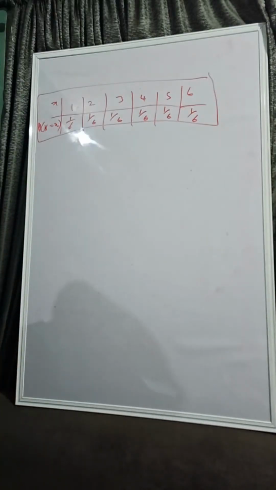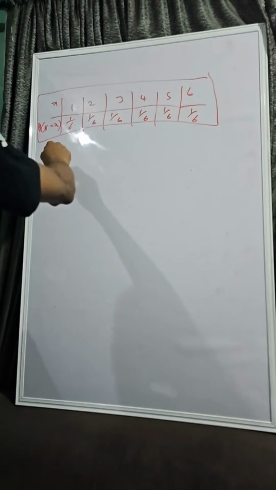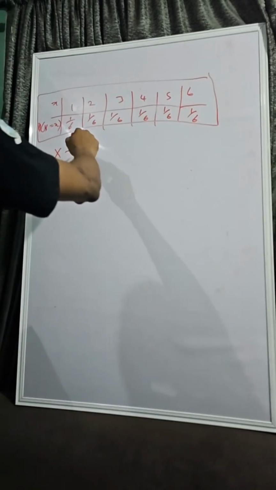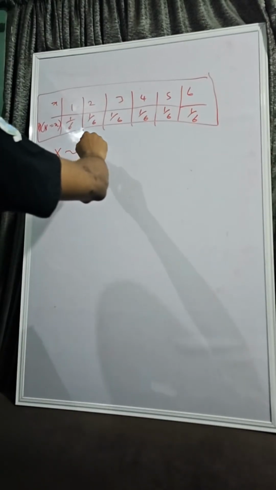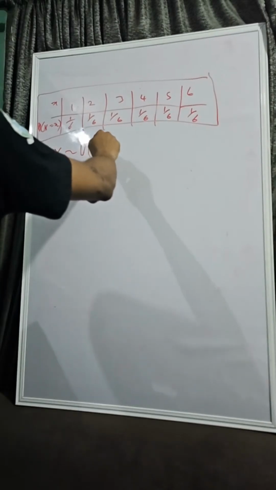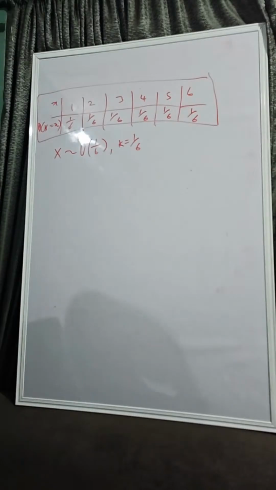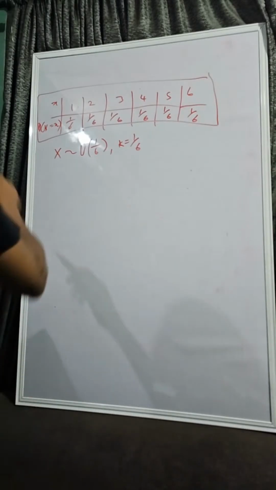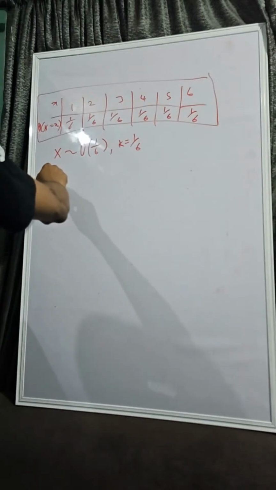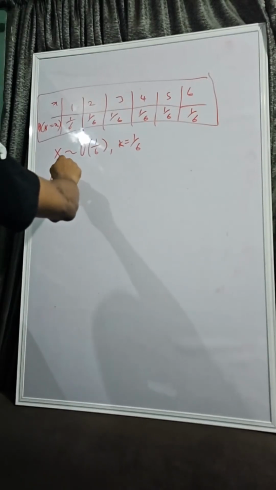So if you remember, this is how we denote uniform distribution. And what is the chance? 1/6. So we can see our K is equal to 1/6. Now, to find our PGF, if you remember, just like that former example, we work with G of T.